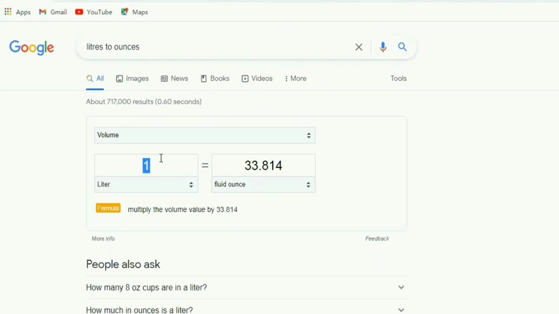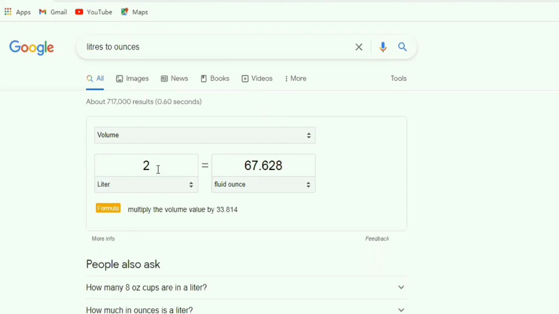The first oil we're going to convert is the palm oil, and we need 5 liters of palm oil. So 5 liters of palm oil are 169.07 ounces. And we're going to change 2 liters of vegetable oil to ounces, and that's 67.62 ounces.